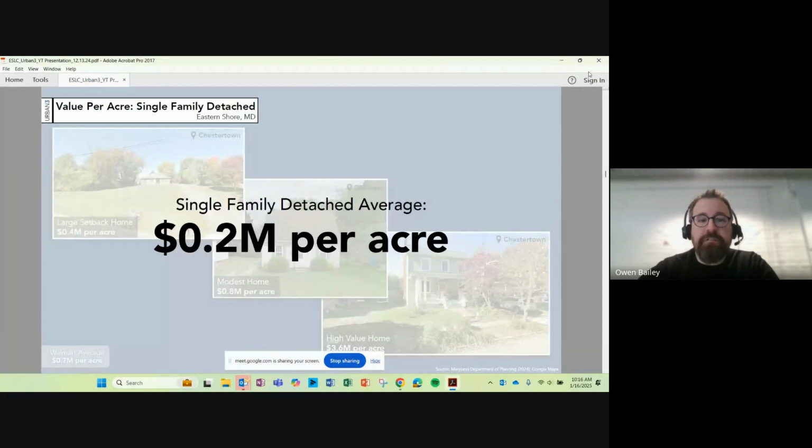But on average, single family detached homes, which make up a huge percentage of our housing supply on the Eastern Shore and throughout the rest of the state of Maryland, are only bringing in about $200 million per acre.